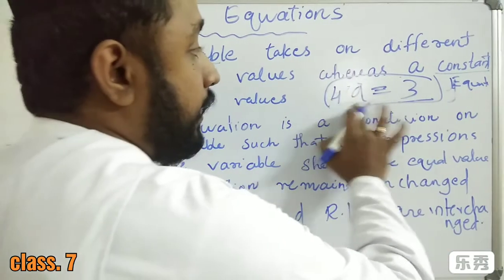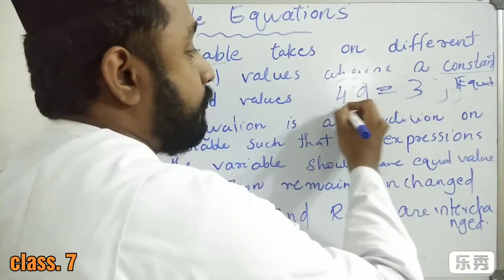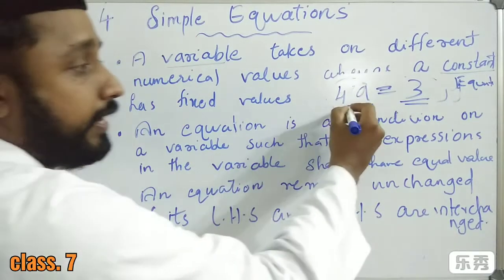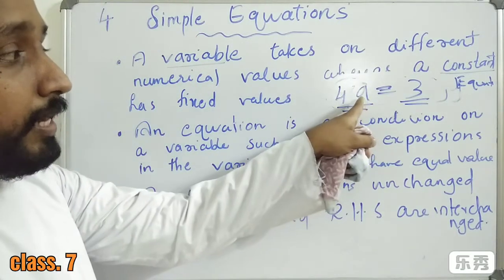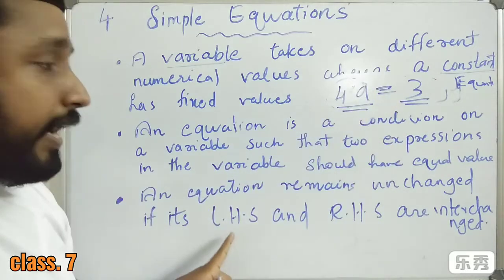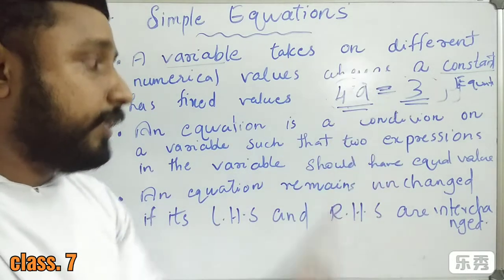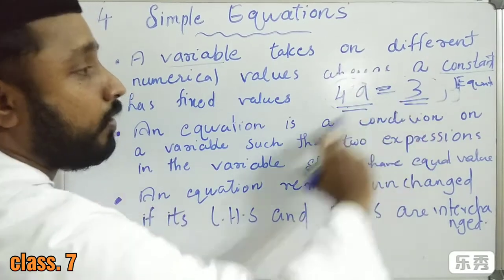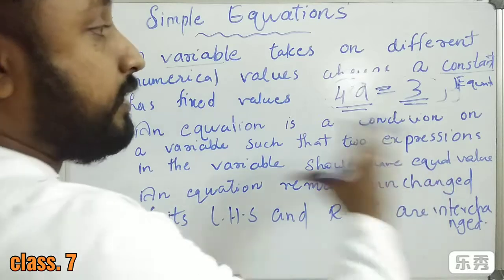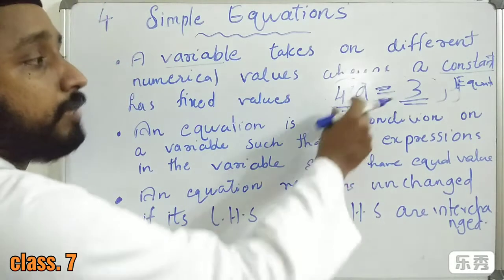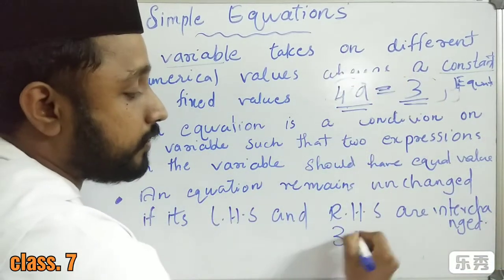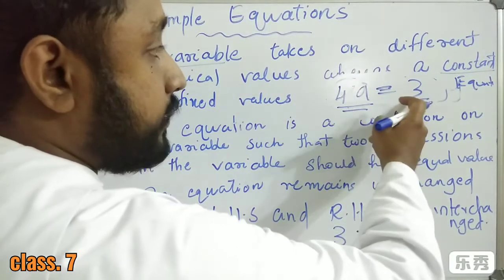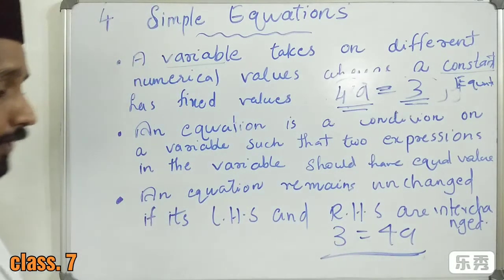In this equation there are two parts, left hand side and right hand side. The left hand side is known as LHS. Here 4a is the LHS, and the right hand side, RHS, is 3. So there are two parts, LHS and RHS. LHS is equal to RHS, and we call it an equation. When we interchange LHS and RHS, 4a = 3, we can also write 3 = 4a. So its value will not change.